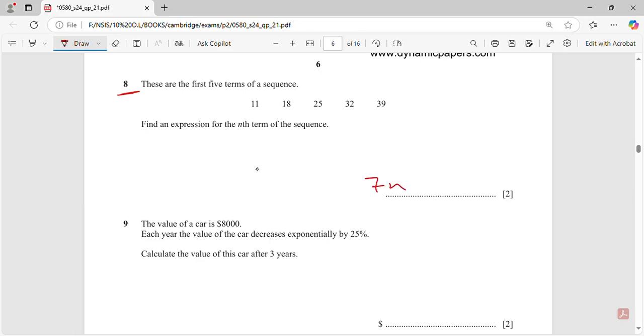And as long as the first term is not 7, I have to think about which number I have to add to 7 to get 11, which will be 4. So 7n plus 4. And to check if my answer is correct or not, I have to substitute the value of n by any value. For example, looking at the third term, I will put 3 instead of n. 3 times 7 is 21, plus 4 equals 25. So my nth term is correct.